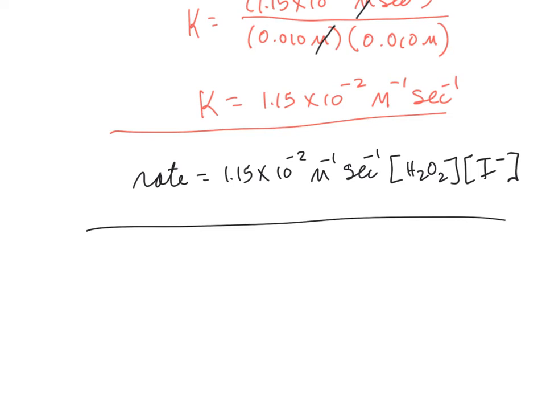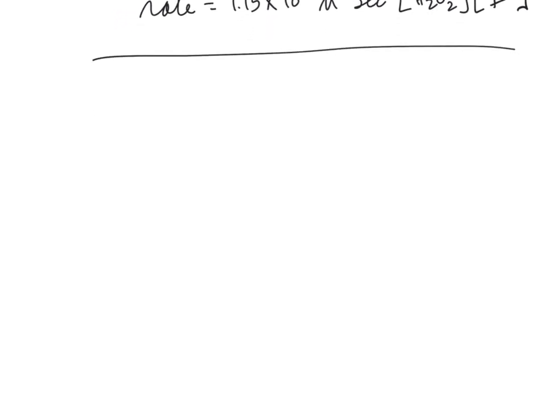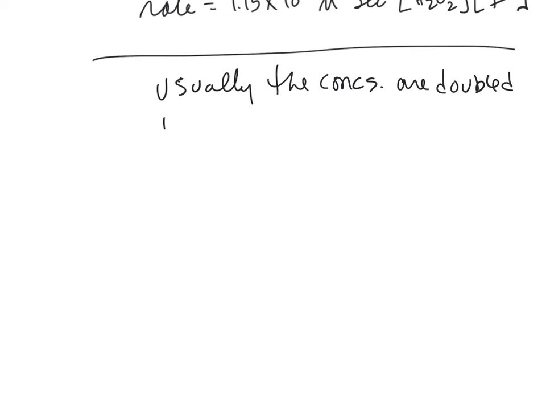Okay. So then, some more comments on the order. So far, the experiments that we've looked at have involved doubling. So usually the concentrations are doubled, but not always. And in fact, when you're in the lab, it's hard to get exactly double anyway, right? So not always.